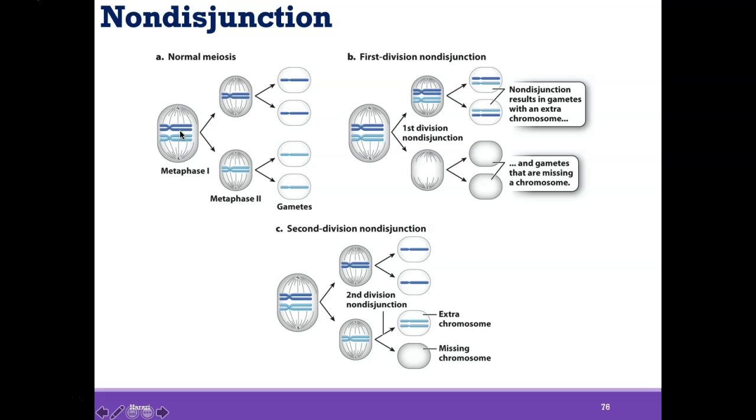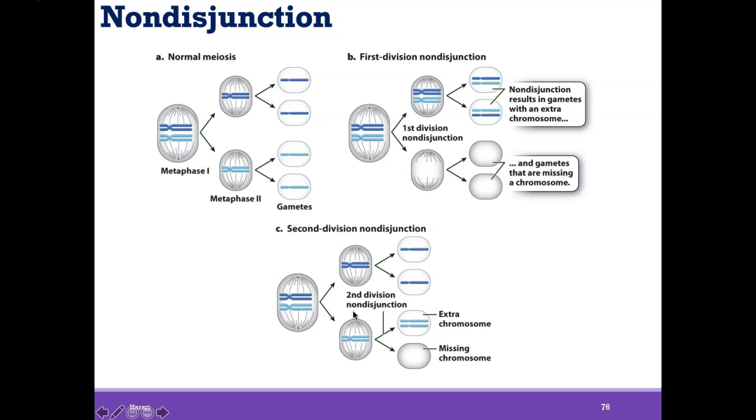At Metaphase I, the homologous pairs line up, and in normal meiosis, at Metaphase II and Anaphase II, we will have 4 separate haploid gametes. If there's a first division non-disjunction, that means in Anaphase I, both pairs of homologous chromosomes will go to one cell, the other will have none. That will give us gametes that are missing a chromosome, and some gametes that have an extra chromosome.